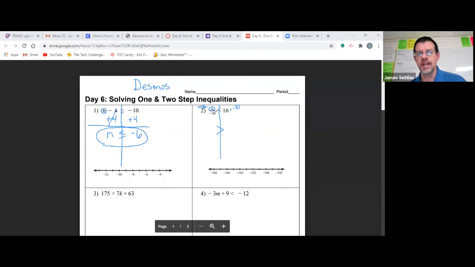So then these cancel out, and I'm left with m is greater than, and 16 times negative 10 would give me a negative 160. So notice over here, we never multiplied or divided by a negative, so it never flipped. So I don't want you to start flipping every time that you do something. It's only when we multiply or divide by a negative number. Okay.